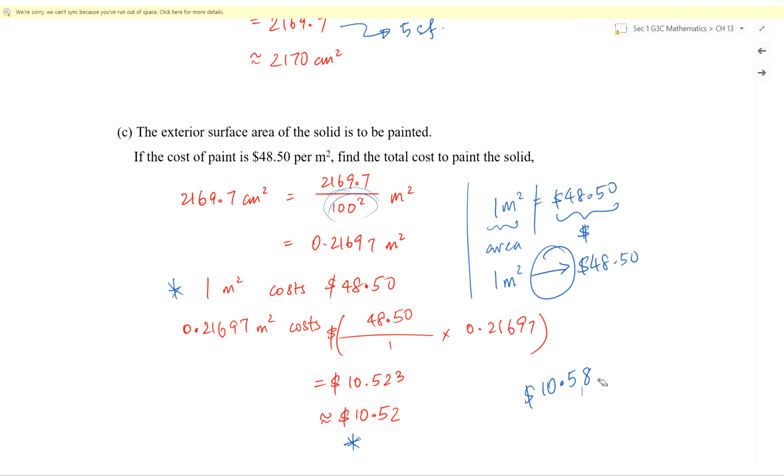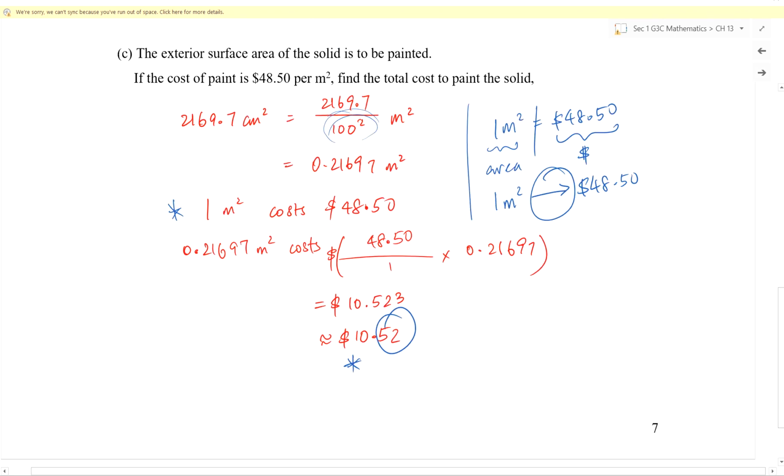Okay, but for mathematics, for our syllabus, just leave it to 2 decimal places. Okay, for money. Okay, next.